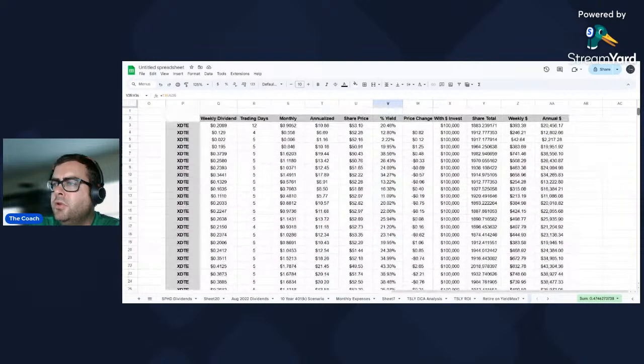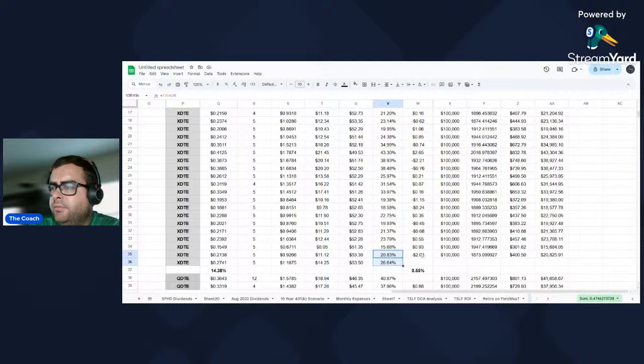So for those of you that are new, let me go over how I do this every week. I put in the weekly dividend. I take the number of trading days in the period, which is typically a week. I make it monthly, then I annualize it. I take the current share price, I calculate the percent yield, the price change, and then hypothetical with $100,000 invested, number of shares you would get, weekly dollar amount, and annual dollar amount.